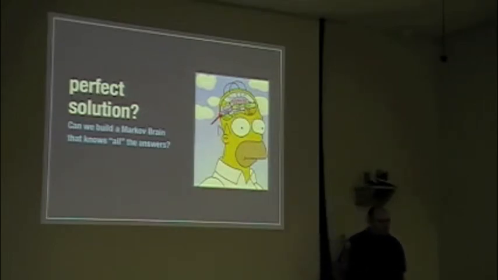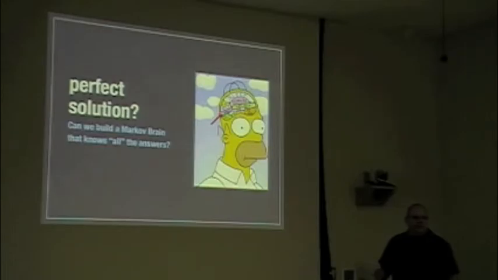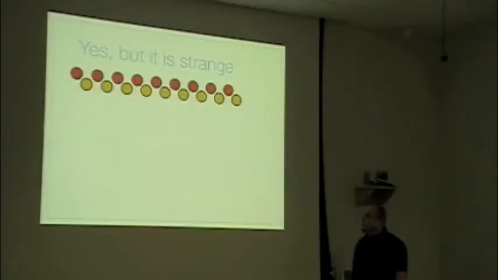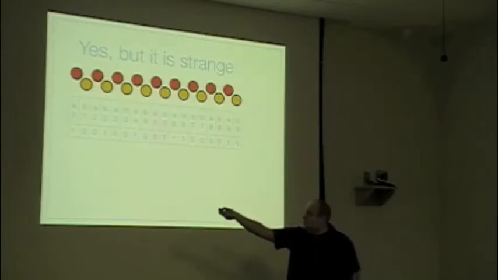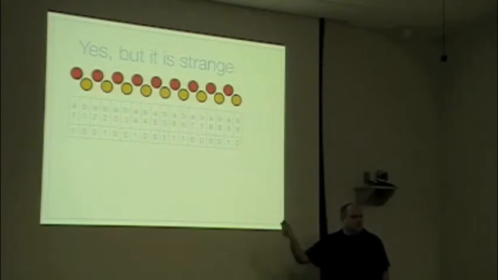So the question right now, the first one, is: can we solve this? Can we make a brain that solves the German city problem entirely? And the answer is yes, but it's weird, it's strange. You have all these input bits, and you can write down the input bits for a particular question. And of course, each of these particular questions has a particular answer.